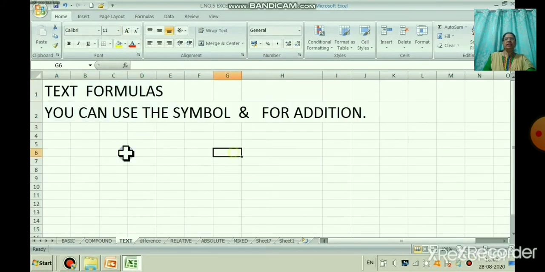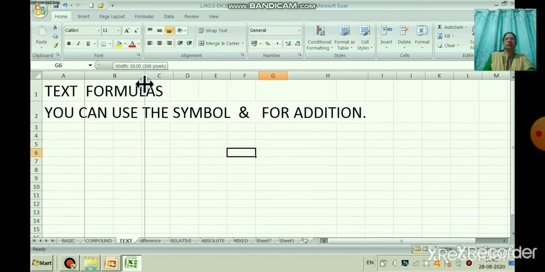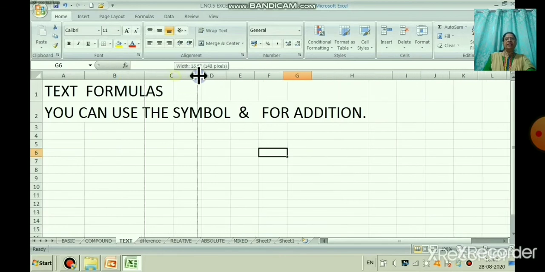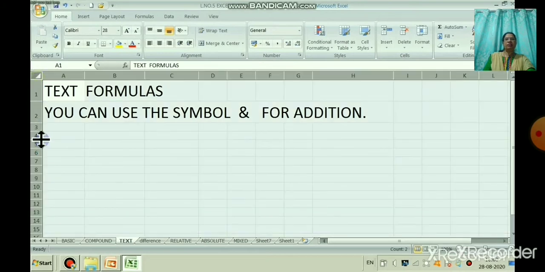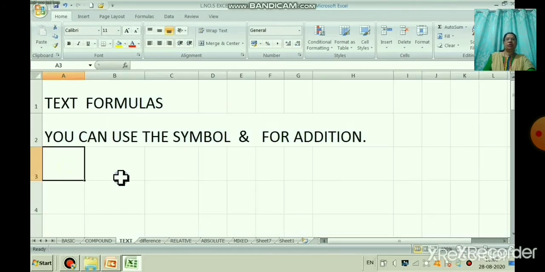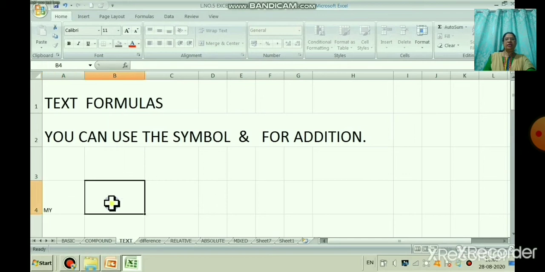What do you mean by text formulas? You can use the symbol. Okay, so you want to add the text. Here we are not adding the numbers. Adding text means joining the text. When you are joining the text, we are using the AND operator. Can you see the symbol that is AND?